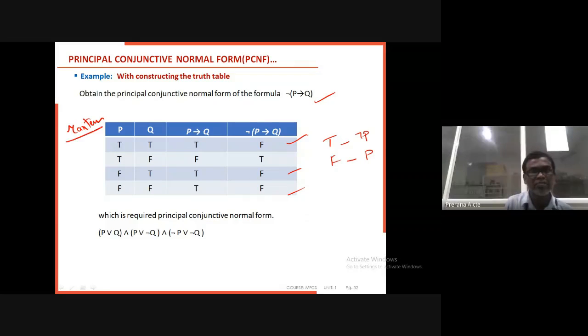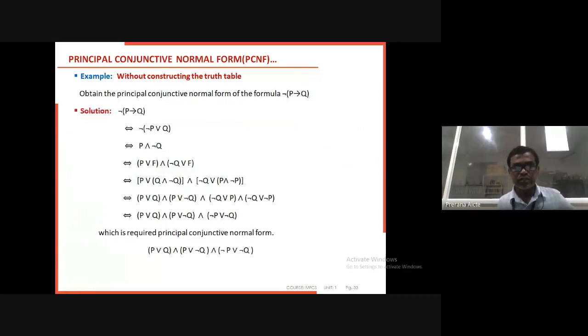We need to write max terms here. So according to this, negation P or negation Q, and this one is not required, and this one is P or negation Q, and this is P or Q. Now if you combine those three, we will get the required PCNF notation.